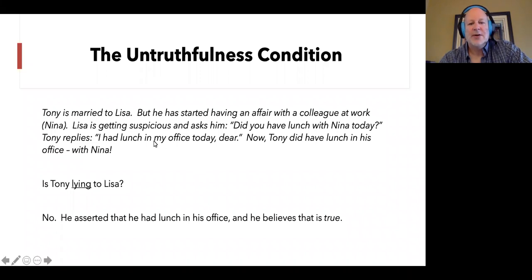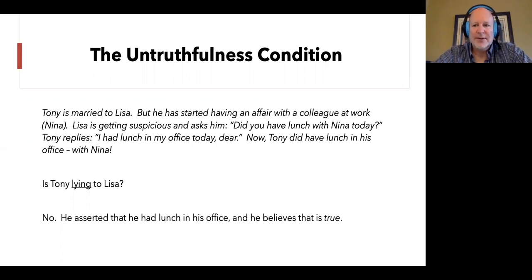So what he's saying to her is completely truthful and true, right? It's true and truthful. It corresponds to reality, and he believes that it's true. So since what he's saying to her is truthful, but the requirement for lying is that it be untruthful, he's not lying because he doesn't meet that condition, right? He asserted that he had lunch in his office, and he believes that's true. So the liar, in order to be lying, has to believe that what he or she says is false. Tony doesn't believe that what he says is false. He believes that what he said is true, so therefore he's not lying.